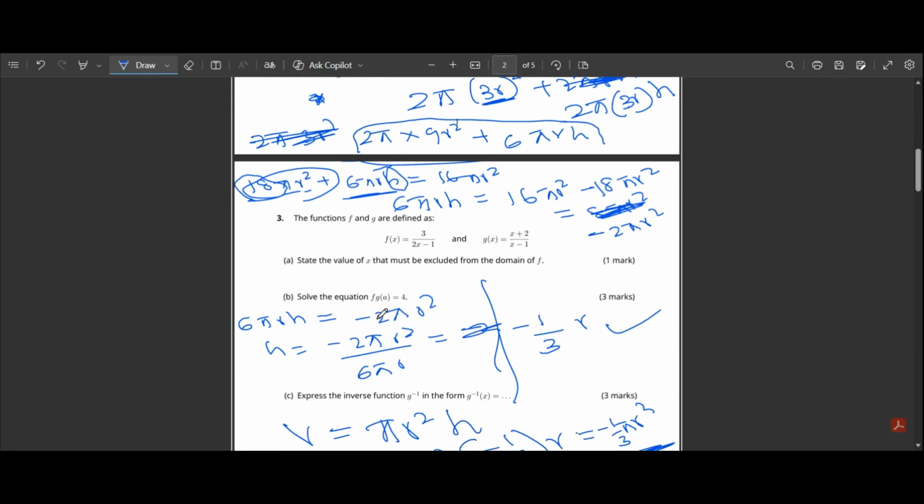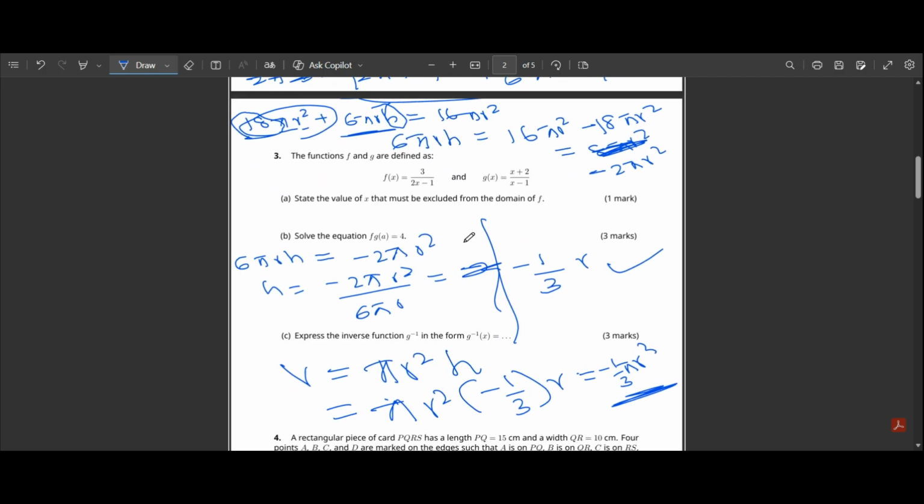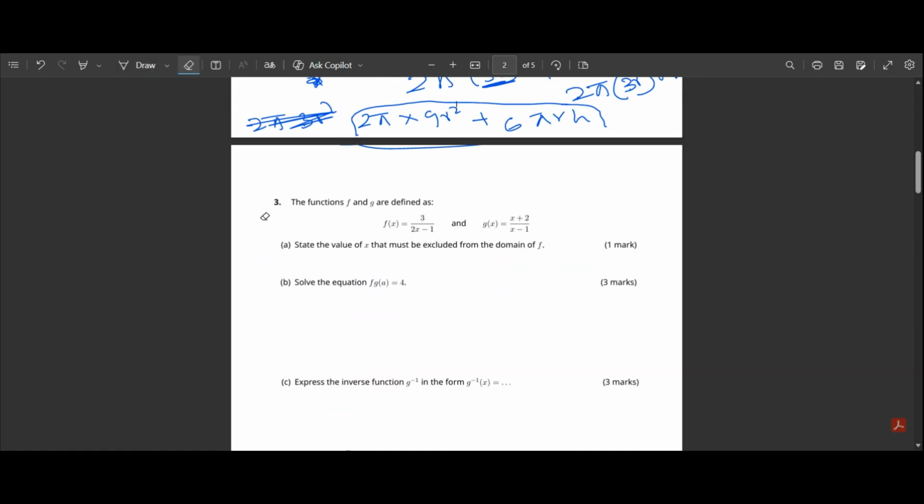Okay, so the second question is over. The third question is a function question. Wait, give me a minute. So the third question is a function question. Usually you will get a function question. Mostly it will be a grade 9 question.